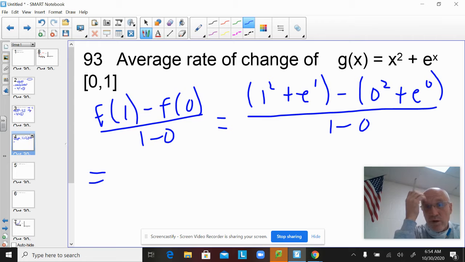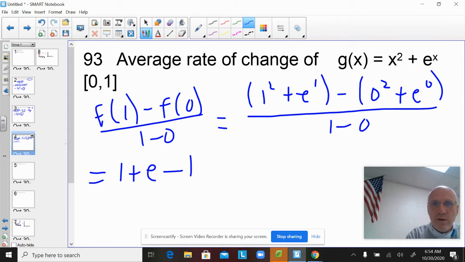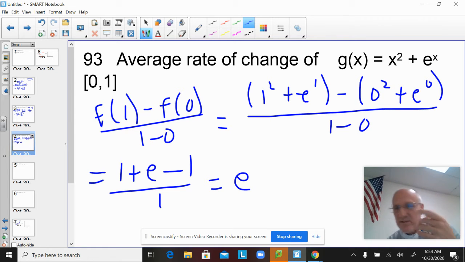Let's see, 1 squared is 1 plus e, that's 1 plus e, and then minus 0 squared is 0, and e to the 0th is 1 over 1. I think that just becomes e. Remember, that's a number like 2.7 something. So average rate of change. Be on the lookout for average rate of change. That's not a calculus issue.